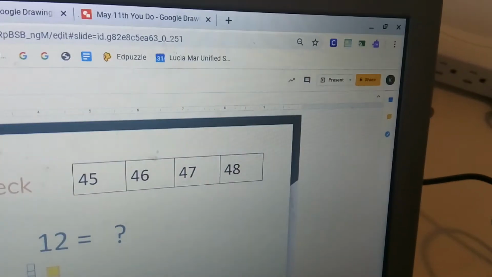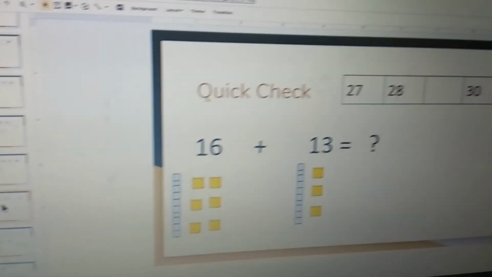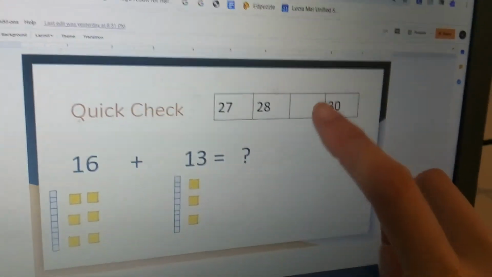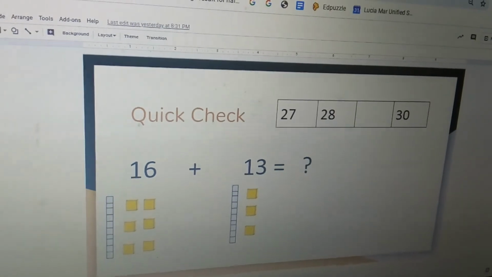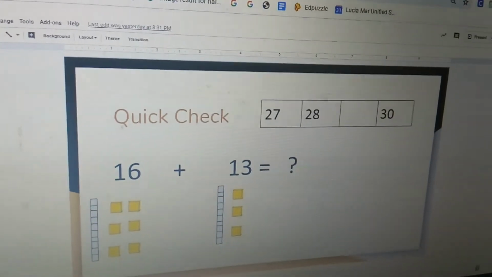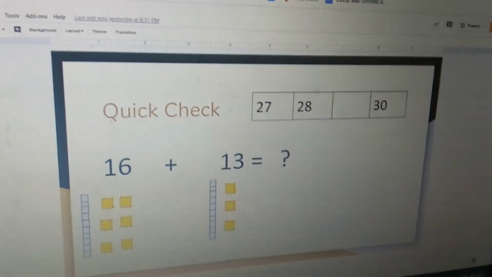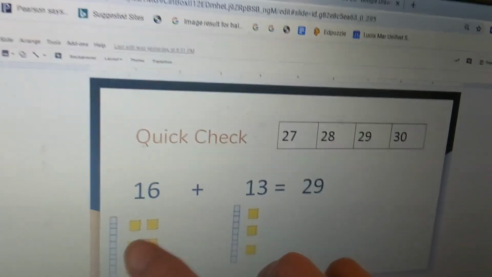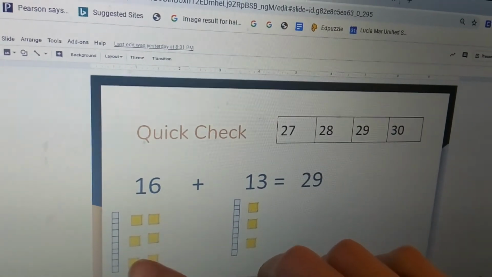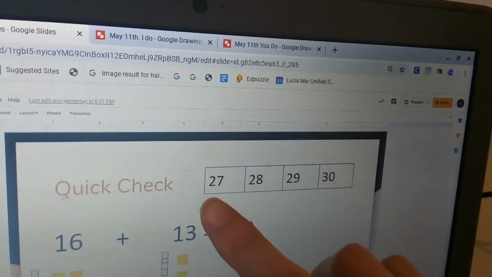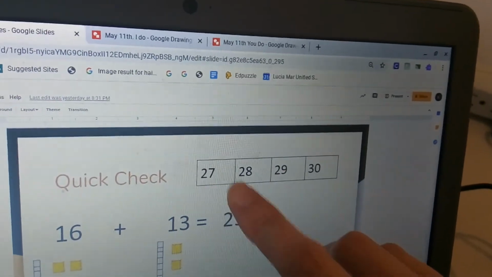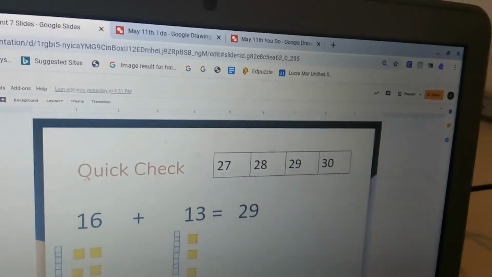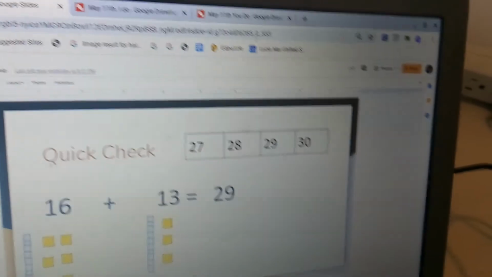All right, we're going to do one more. How about 16 plus 13? What is the sum or the missing number? 29. Let's look. It's got 10, 20, 21, 22, 23, 24, 25, 26, 27, 28, 29. And that makes sense because once again, going across, I had 27, 28. What comes after 8? 9, so 29, 30.